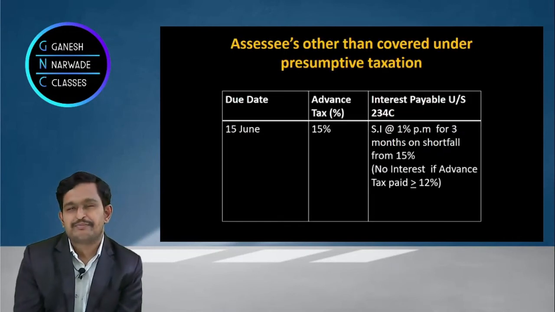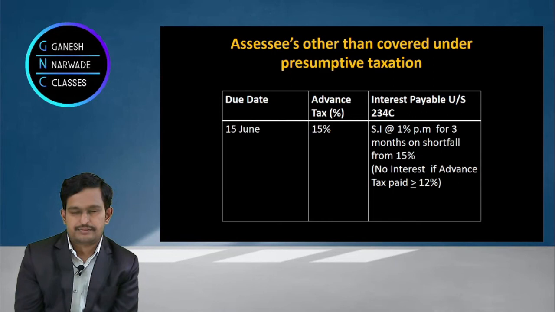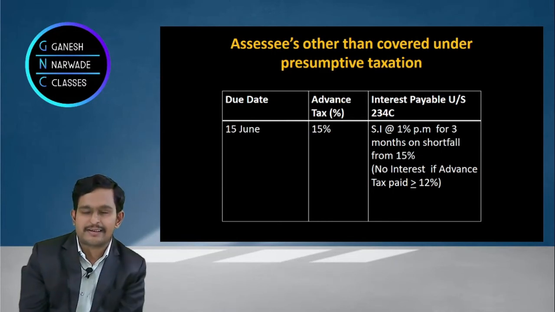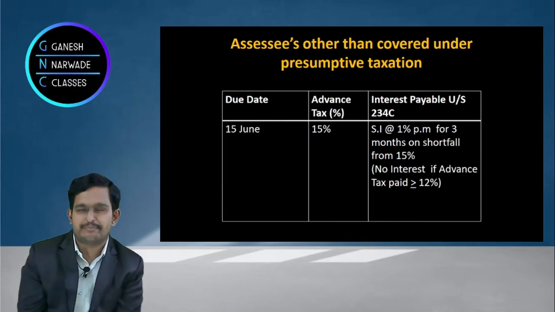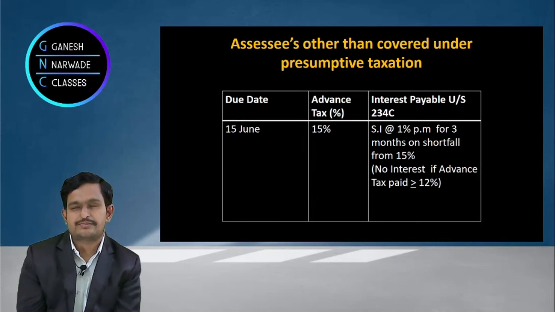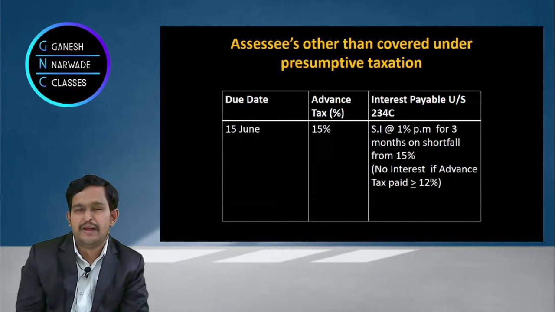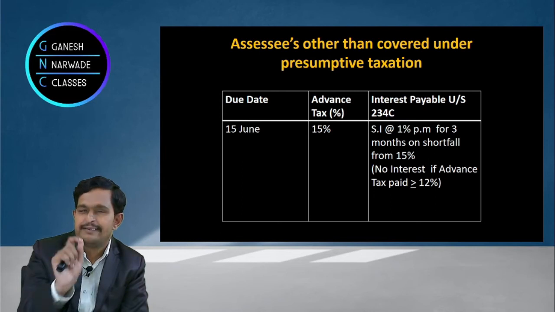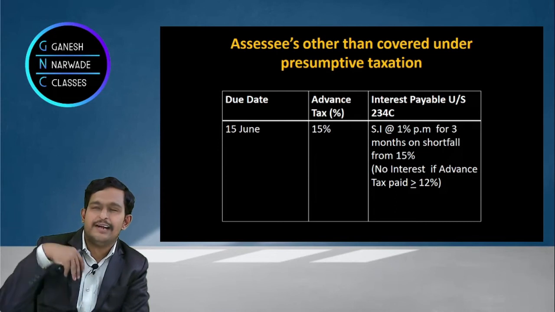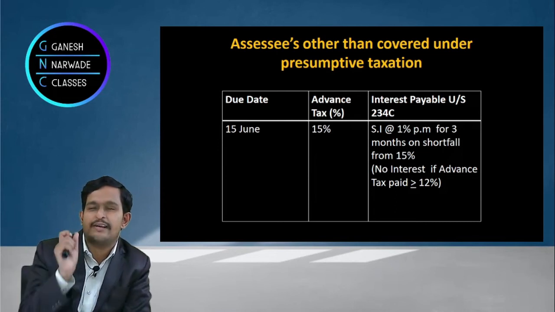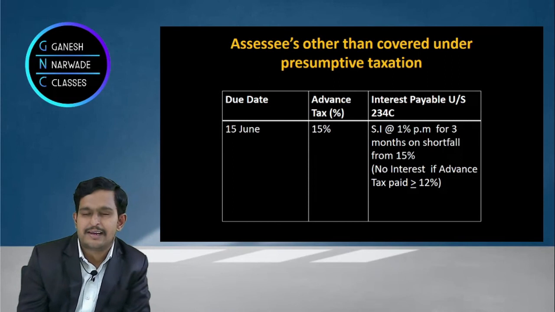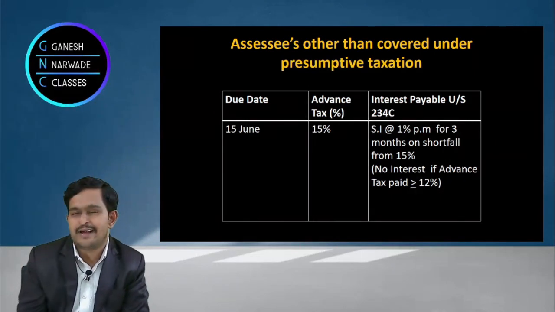Okay, sir. But suppose you are not covered under presumptive taxation. You are under some other regime. Then what? Carefully listen. Till 15th June you are supposed to pay 15%. Now, if you don't pay, then 3% interest will be charged. Because it is treated that you paid the advance tax in the next quarter and you are treated as if you delayed 3 months. So 3% will be charged.